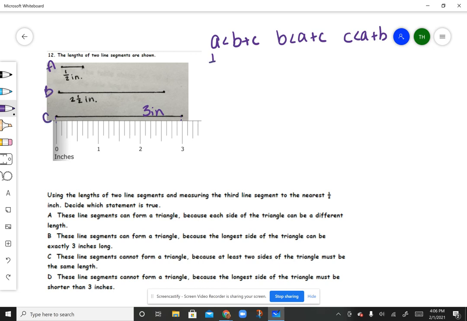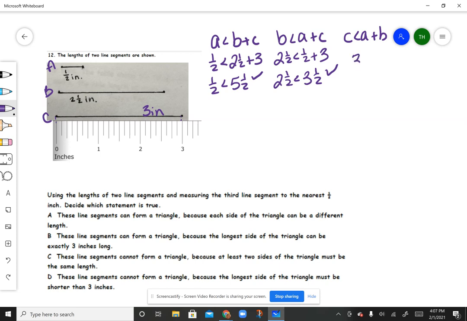So we have 1/2 inch is less than, B is 2.5, plus C, which is 3. So 1/2 is less than 2.5 plus 3 would be 5.5 inches. That is true. Okay. So then we plug in our B. 2.5 is less than, A is 1/2, plus C is 3. So we have 2.5 is less than 1/2 plus 3 would be 3.5. That's true.